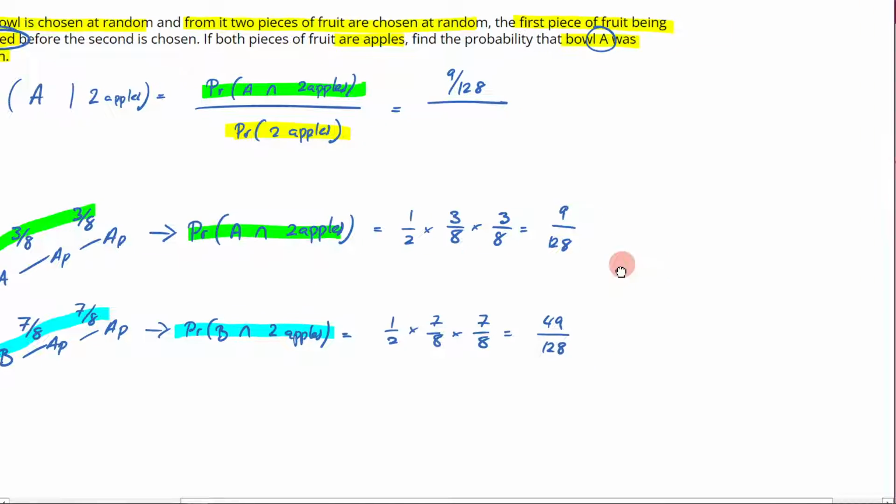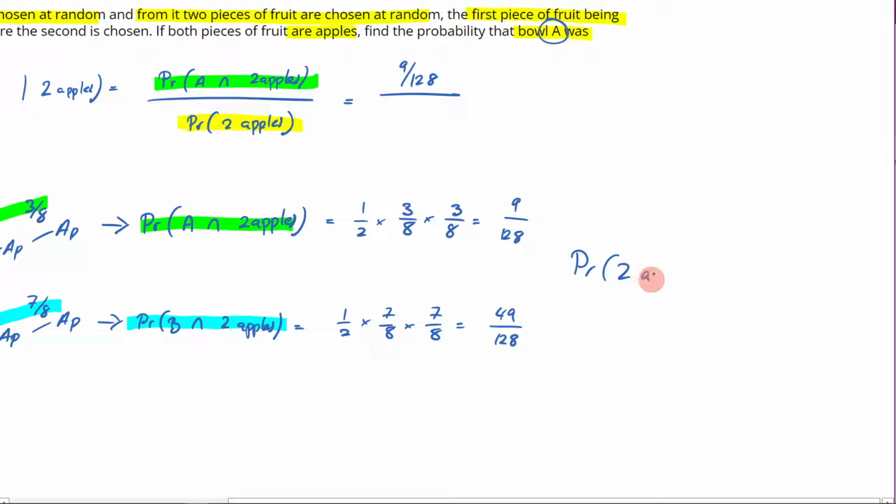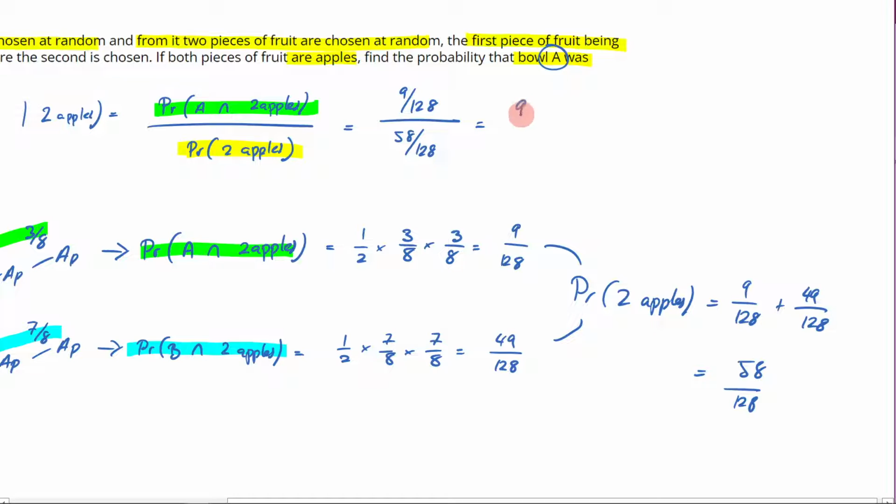So to figure out the probability of two apples, I need to go 9 on 128 plus 49 on 128, which will be 58 on 128. Okay, and then once we've done that, now it's just a matter of stay, change, flip. And would you look at that? That simplifies nicely. Which means my final answer here will be 9 on 58. That's it. That is my final answer.